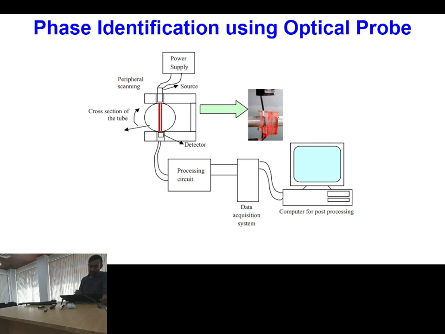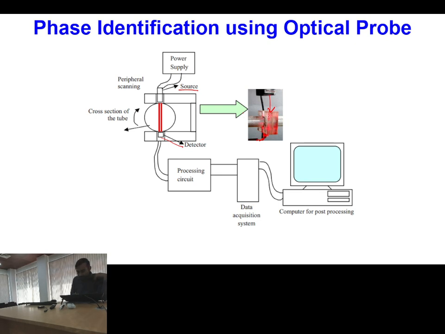If you see the configuration, this is the pipe cross section, and at the top one source is placed, and at the bottom there is one detector, and then through some processing unit and data acquisition system some post processing of the data is done. This is the actual photograph of the system. In this photograph you can see a laser light source, which sends a light signal, and on the other side the detector detects it.